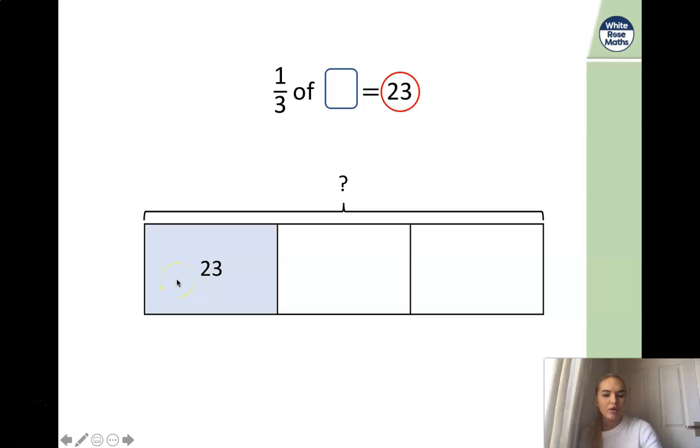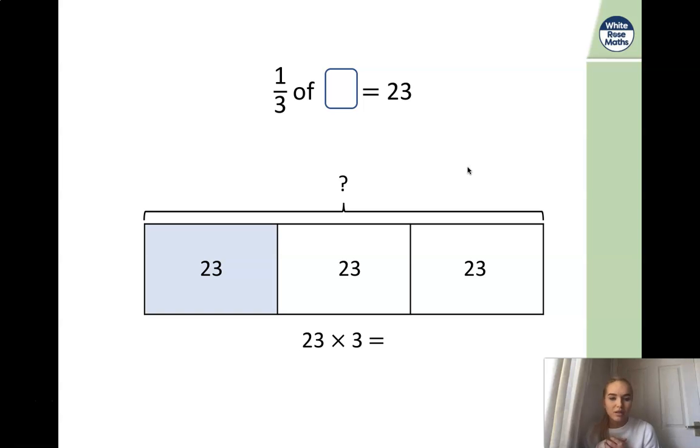Now if we know that 1/3 is 23 and all my boxes are equal, then what's this number going to be? And what's this number going to be? That's right, they're all going to be 23. And as if by magic, we can work out what the whole number is by adding. We can do repeated addition, 23 add 23 add 23, or what else could we do? That's right, we could do 23 multiplied by 3.